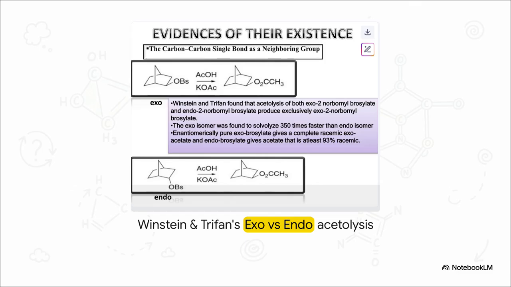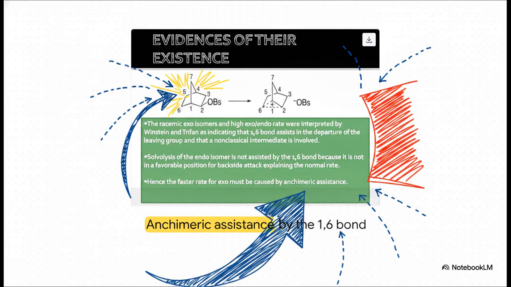Not only that, but the pure exo brosylate gave a completely racemic exo acetate product, meaning an exact 50-50 mix of mirror image molecules. Winstein and Trifan interpreted this data beautifully. They argue that in the exo isomer, the carbon-carbon single bond connecting positions 1 and 6 is in the perfect geometric position to provide what is called anchimeric assistance. It literally reaches over from the backside to help push the leaving group off, forming our bridged non-classical intermediate.